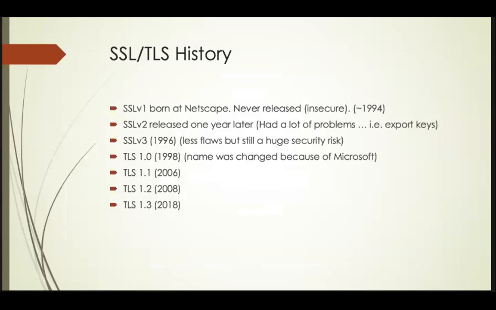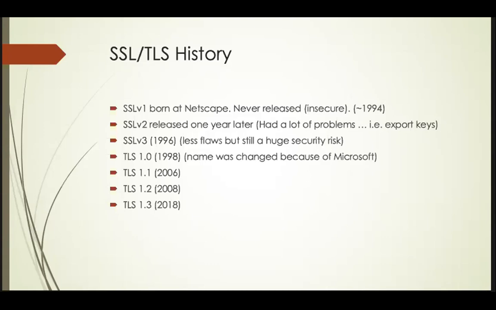Okay, so just a little bit of history. SSL version 1 was born at Netscape in about 1994. It was never released because it was insecure from the beginning. SSL version 2 was the real starting point of SSL encryption. It was released in 1995, and it had a lot of problems, including export keys, which we will talk about later on. SSL version 3 was released a year later, in 1996. It had fewer flaws, but still contained huge security risks, which we will also cover some of. Then eventually there's TLS 1.0.